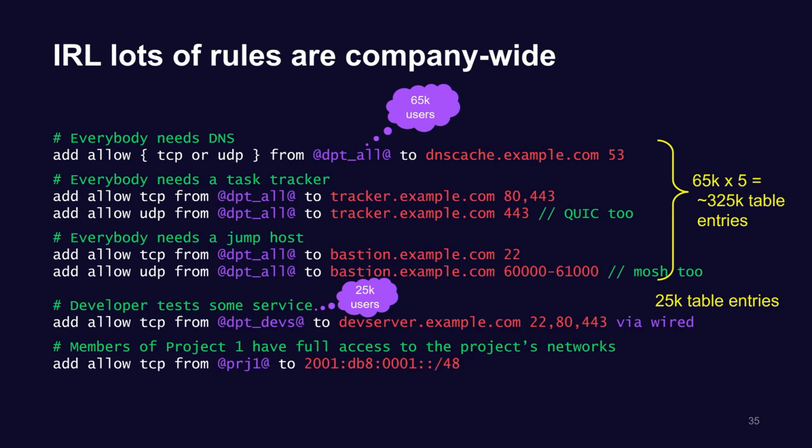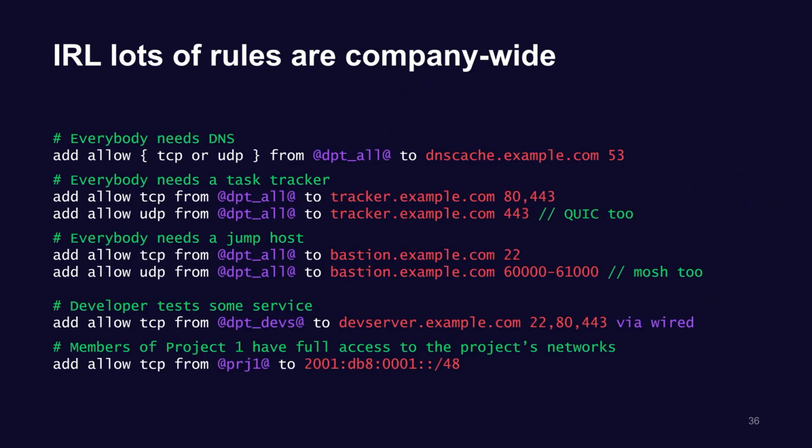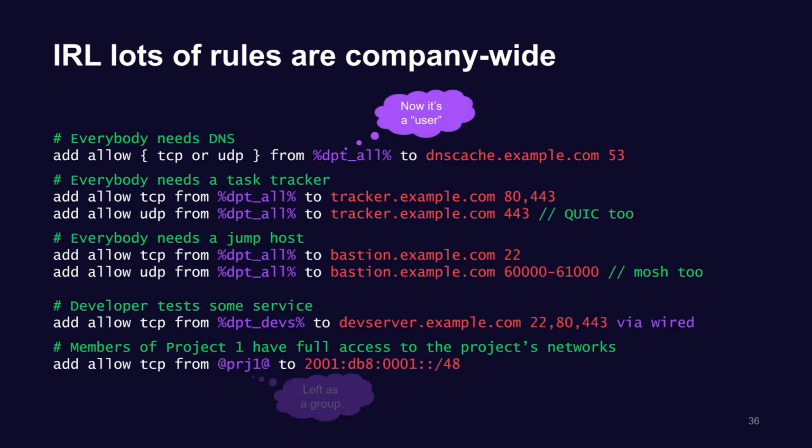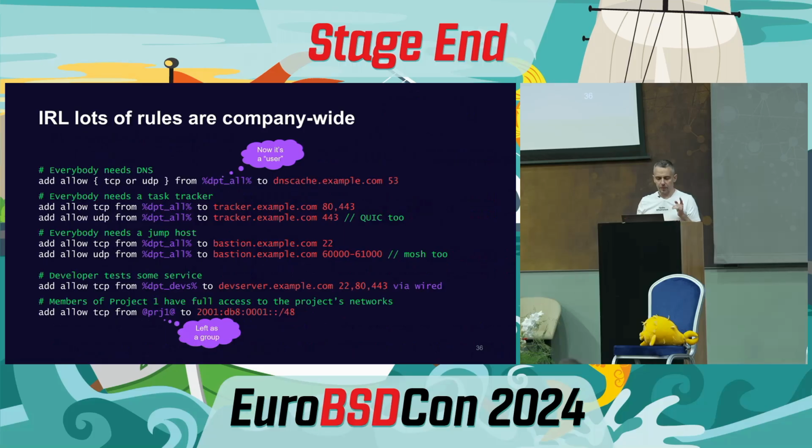To fix that, we are going to convert the big groups that are referenced in the rule set into pseudo users. Just change the asterisk, add a % sign, and now we have converted the all-department group into a user, and department devs is also a user as well.